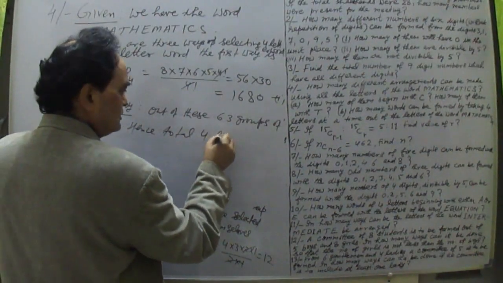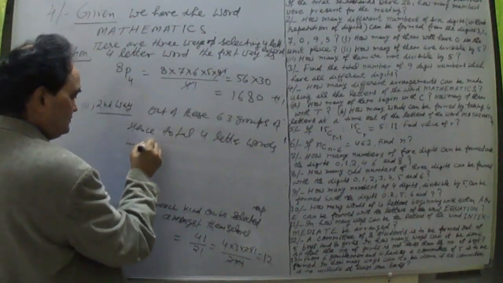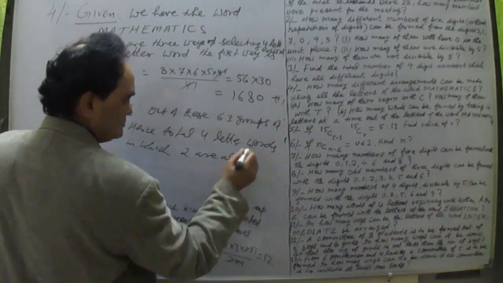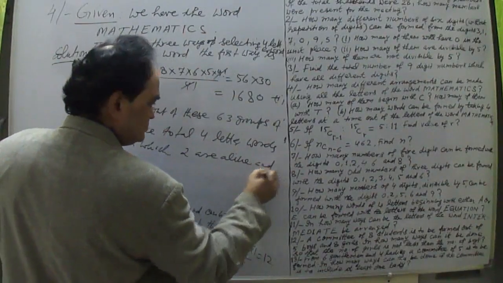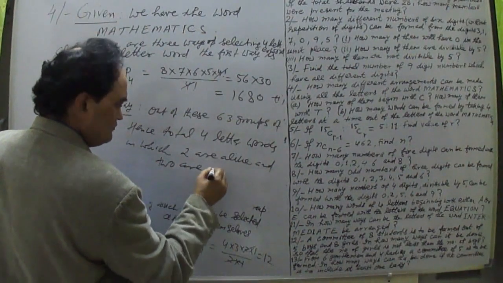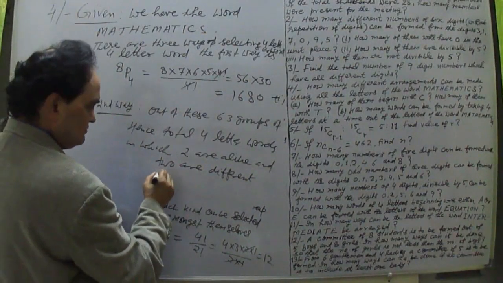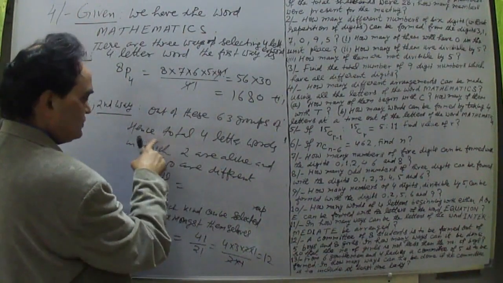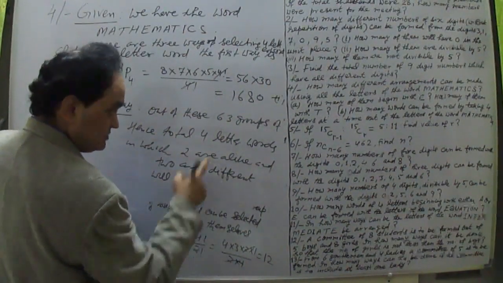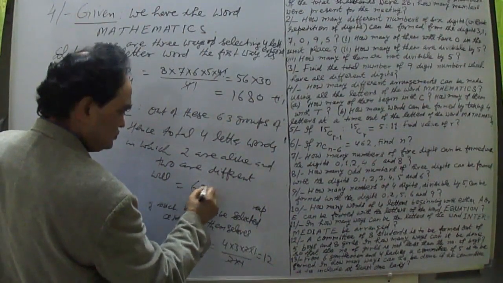Hence total 4-letter words in which 2 are alike and 2 are different, how many such words will be there? Hence total 4-letter words in which 2 are alike and 2 are different will be: 63 groups were there, and one group is selected in 12 ways, so 63 into 12.